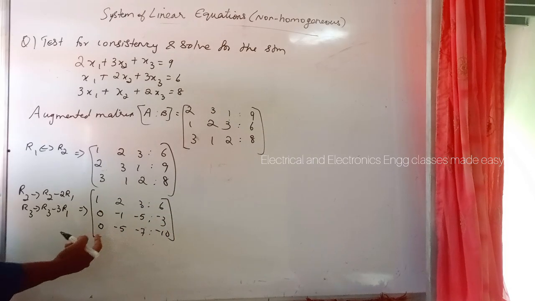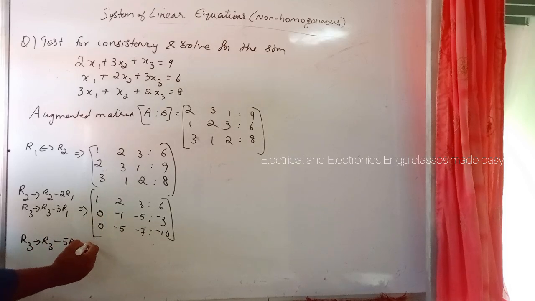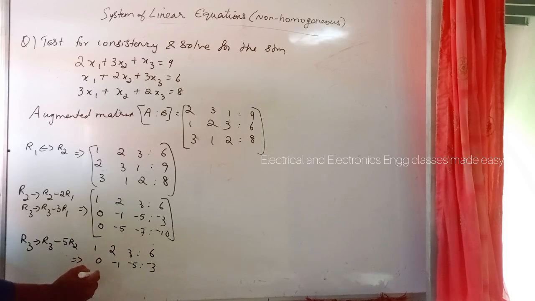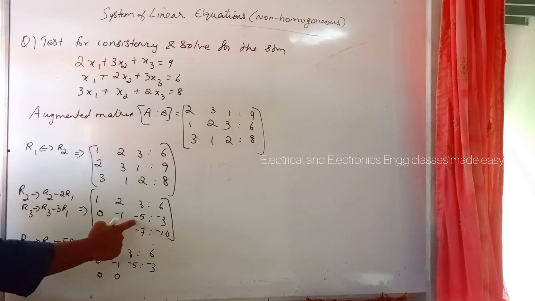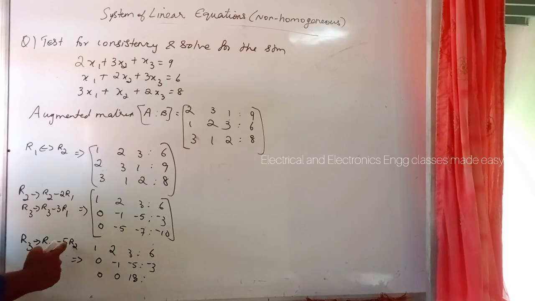Now here we can make this element 0 by doing the operation R3 becomes R3 minus 5 times R2, because here both are negative. So R3 minus 5 times R2, that is, here we will get 1, 2, 3, 6, 0, minus 1, minus 5, minus 3, 0, 0, then minus 7 plus 25, that is 18, then minus 10 plus 15, that is 5.